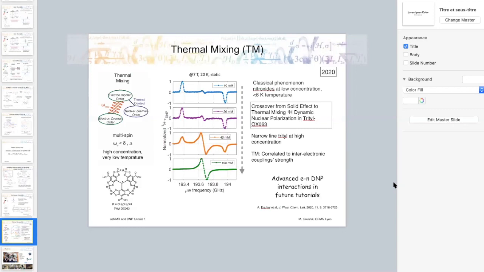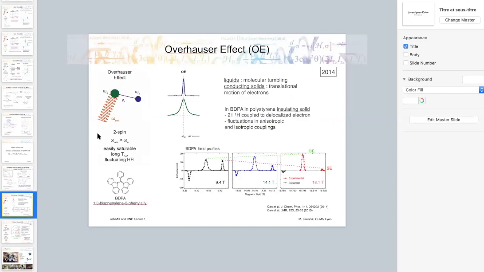Thanks a lot. I have a question from Vinay. They asked me to read it. So the question is, the Overhauser effect has an absorptive mid-peak while thermal mixing has a dispersive mid-peak. Any comment on it? Yes, so Overhauser works with zero quantum or double quantum transition rates. With zero quantum, it gives a positive signal. Double quantum, it gives a negative signal.